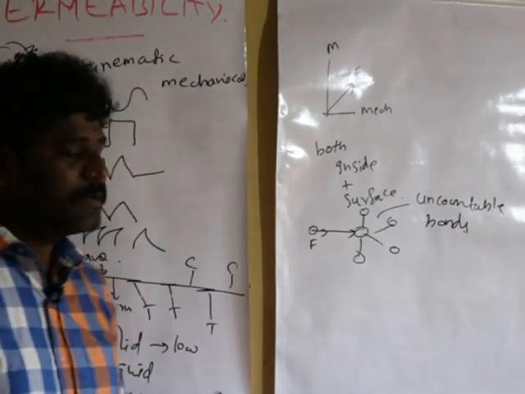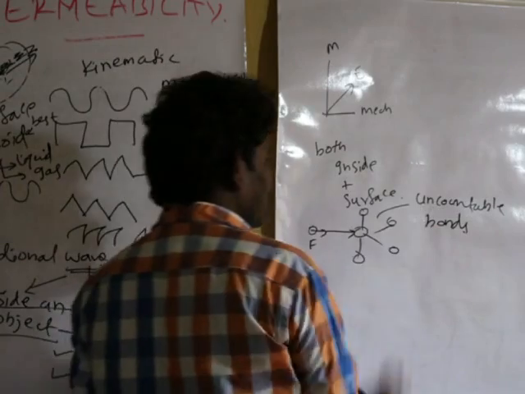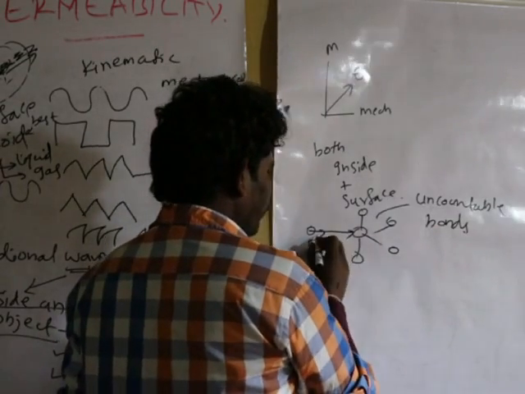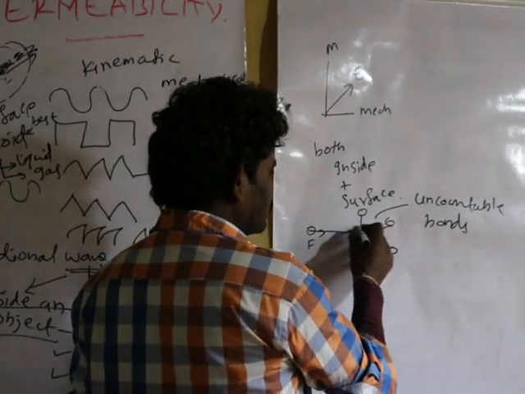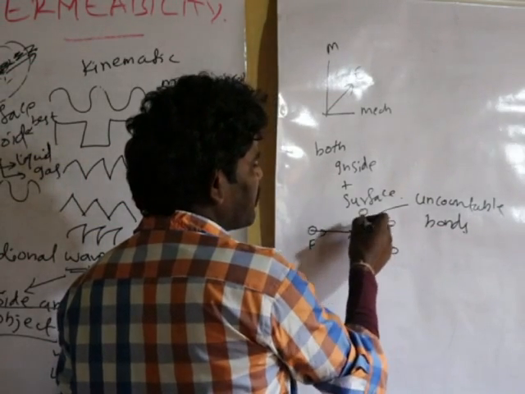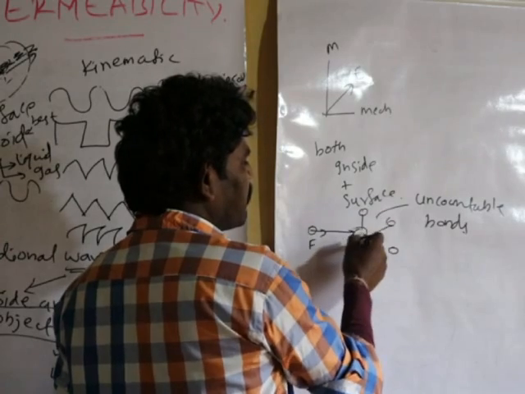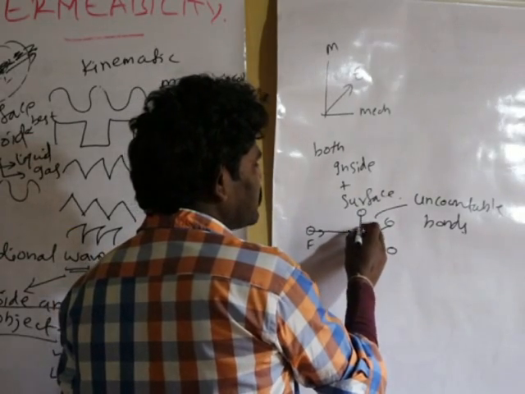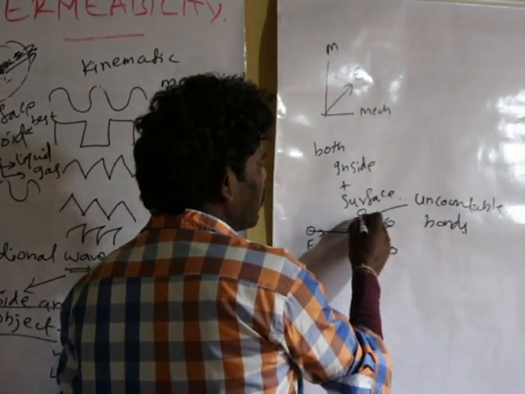It might have been bonded with uncountable bonds. When it has been bonded with uncountable bonds, if I give any force, these bonds will be affected. Bond 1, bond 2, this n number of bonds will be affected. When these bonds are affected, this will make some vibration.